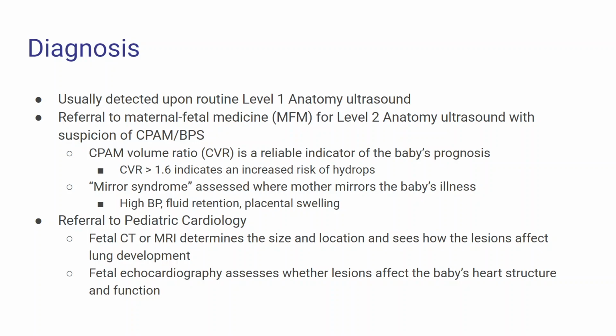So a CVR greater than 1.6 indicates increased risk of hydrops. So essentially, the larger that lesion volume is, the more it's going to contribute to that obstruction in the hydrops. And then there's also mirror syndrome, which will be assessed where essentially the mother mirrors the baby's illness. And so the mother, just like that venous pressure, contributes to a high blood pressure, fluid retention, and furthermore, placental swelling.